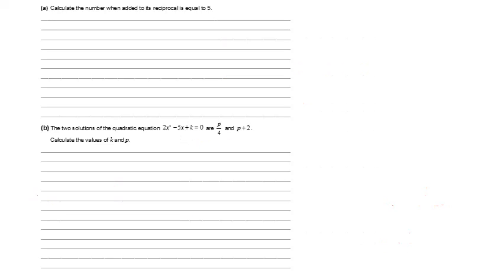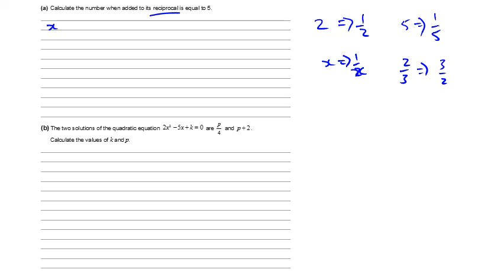Here, this question here, a lot of people didn't actually understand what a reciprocal was. Like, the reciprocal of 2 is 1 over 2. The reciprocal of 5 is 1 over 5. So the reciprocal of x, 1 over x, sorry, 1 over x, not x. The reciprocal of 2/3 is 3 over 2. Okay? So it's just flipping it as a fraction, in other words. So when x is added to 1 over x, it is equal to 5.